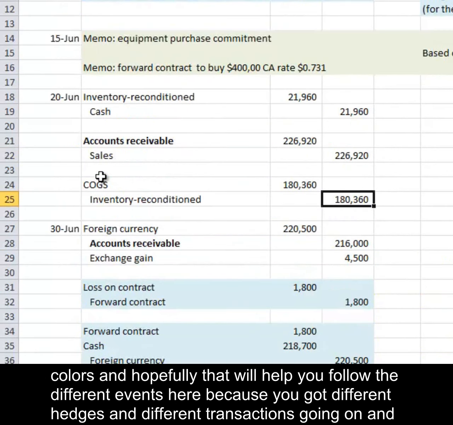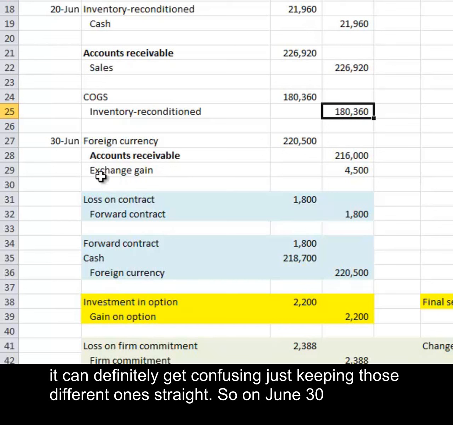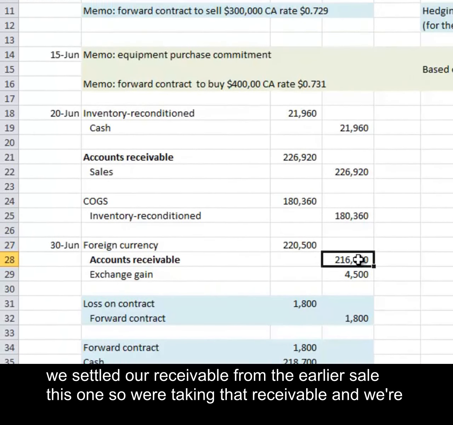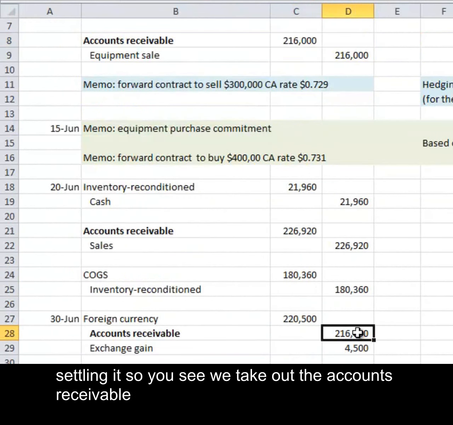hedging items. And you'll notice that I've put all the colors so that hopefully that will help you follow the different events here, because we've got different hedges and different transactions going on, and it can definitely get confusing just keeping those different ones straight. So on June 30th, we settled our receivable from the earlier sale, this one. So we're taking that receivable and we're settling it.